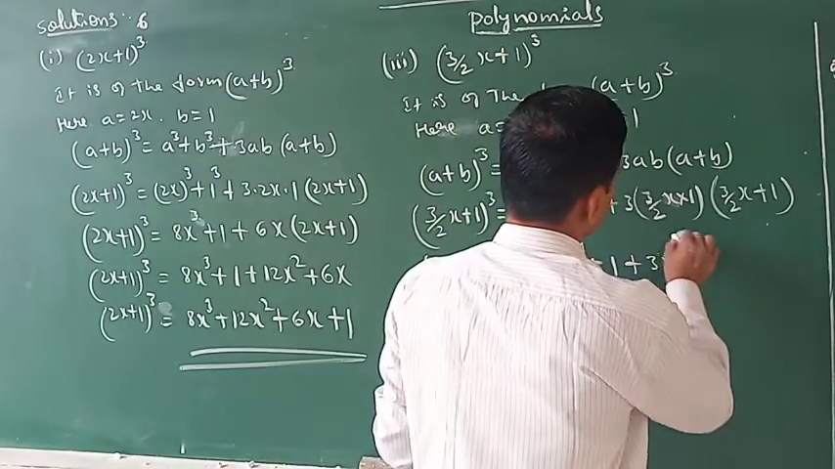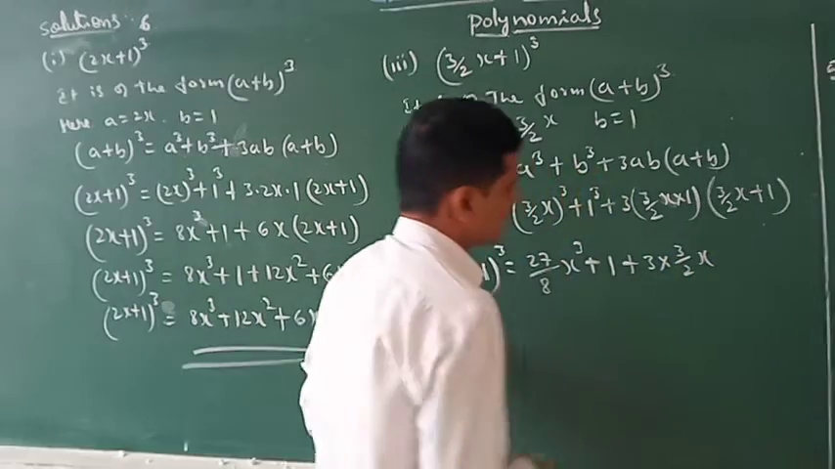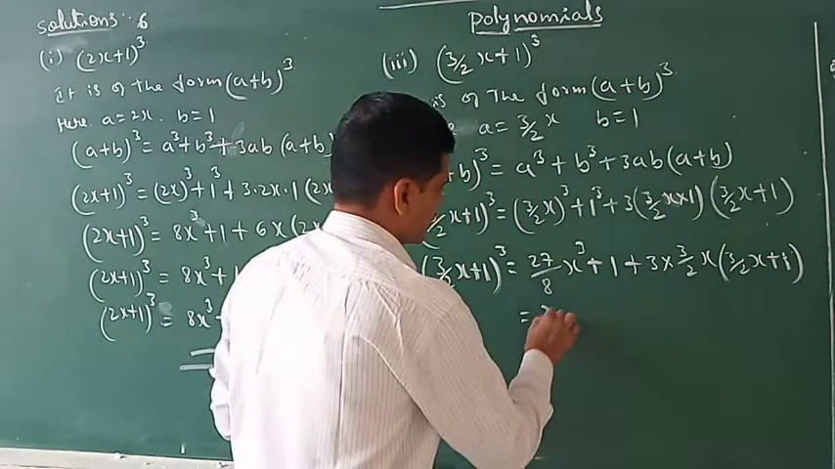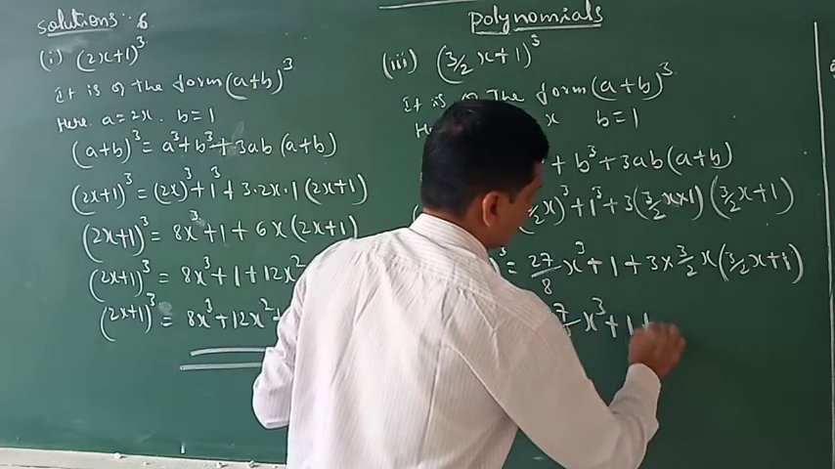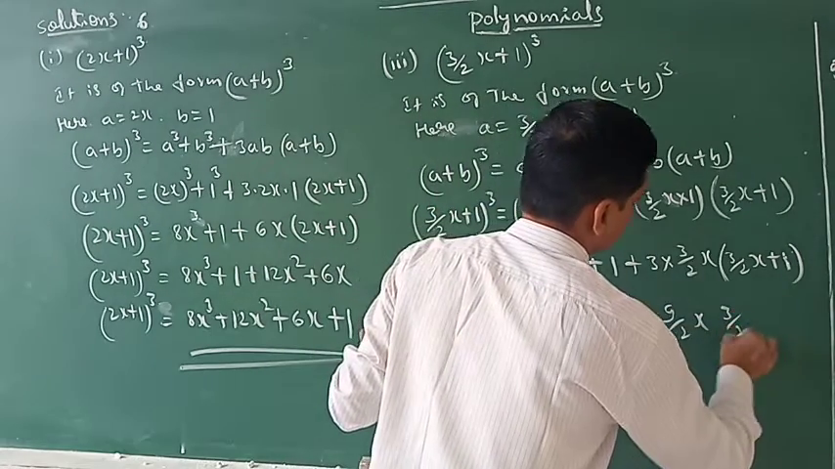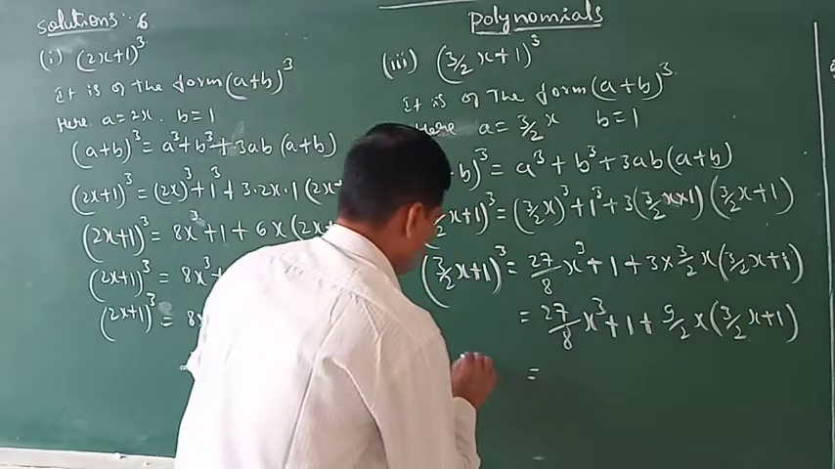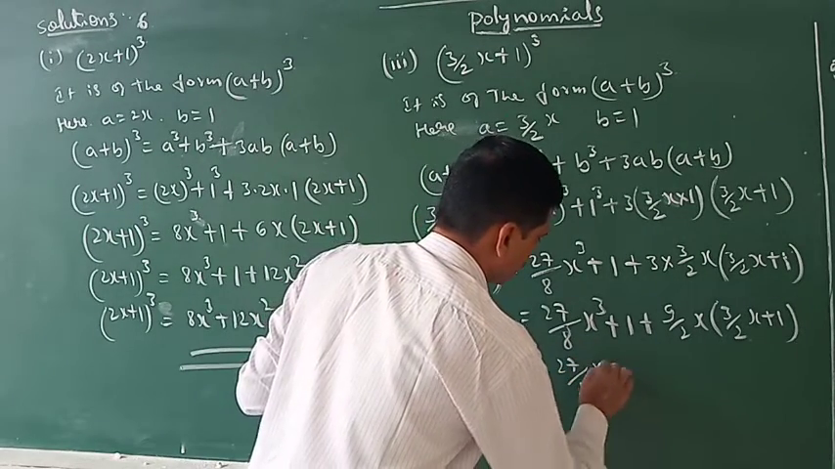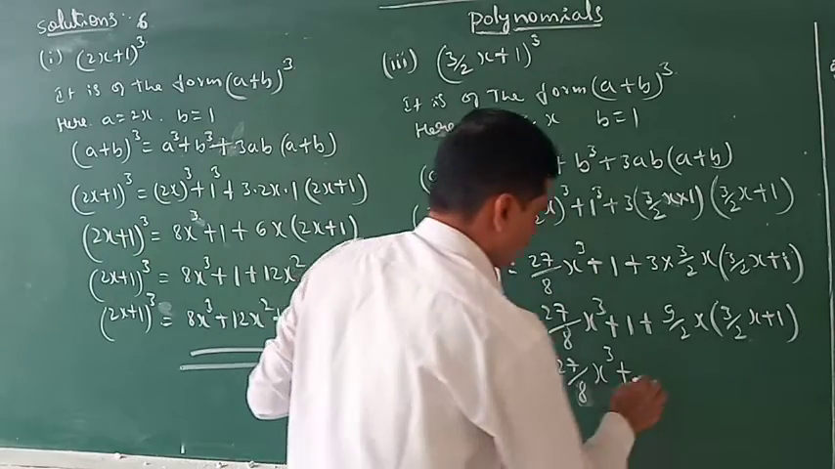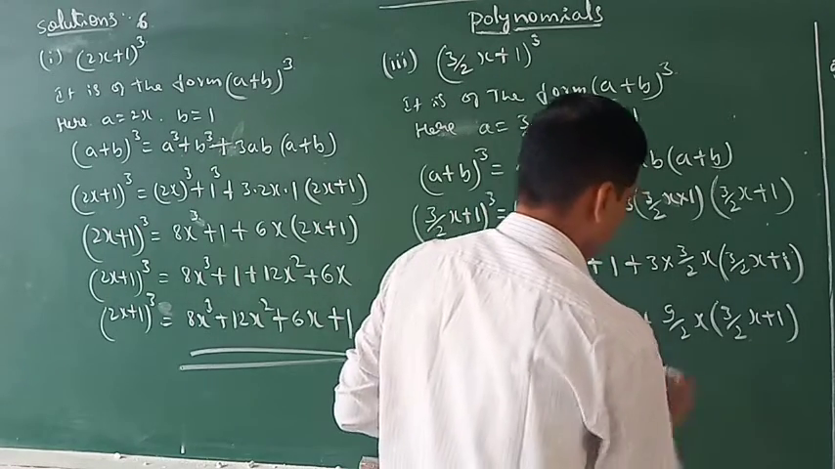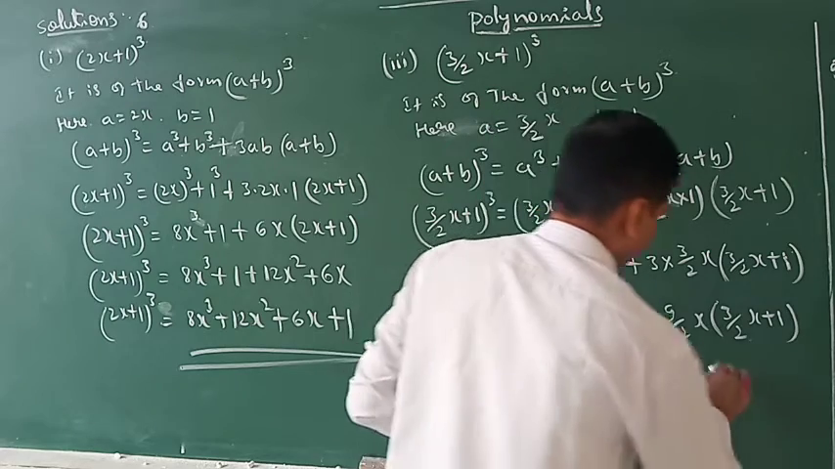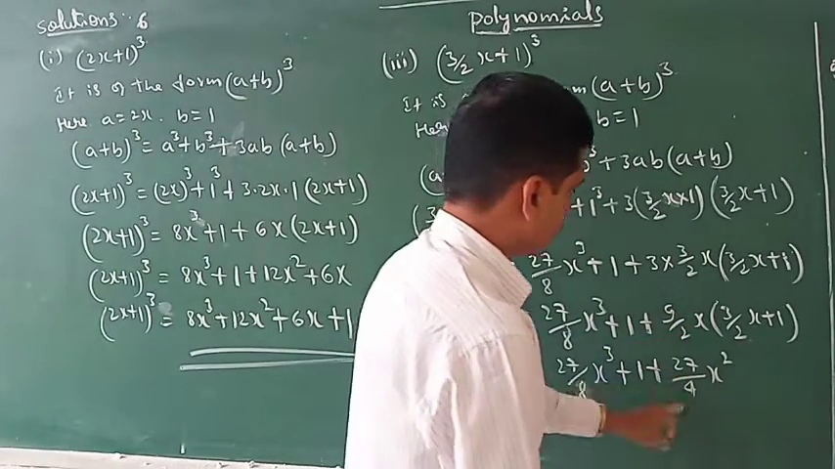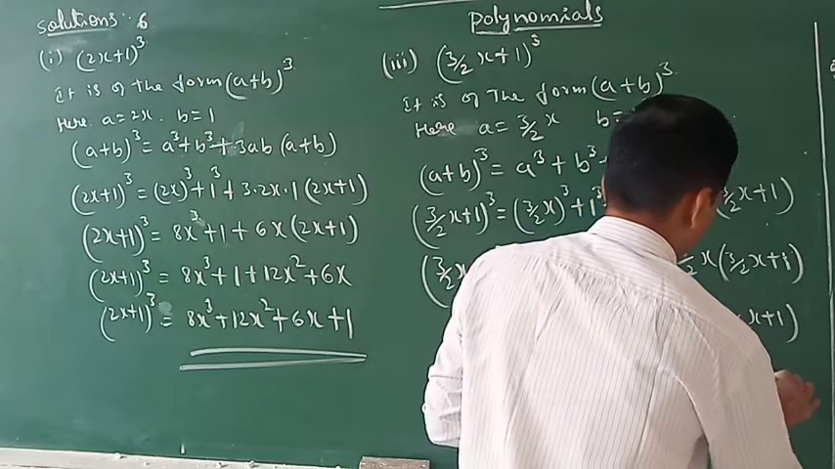So 3 into, so this is 3 by 2 x only, because 3 can be multiplied, into (3 by 2 x plus 1). So now on multiplication, 27 by 8 x cube plus 1 plus 9 by 2 x into (3 by 2 x plus 1). So again you want to multiply. That is 27 by 8 into x cube, plus 1, plus 9 by 2 into 3 by 2 is 27 by 4, x square, plus 9 by 2 into x.